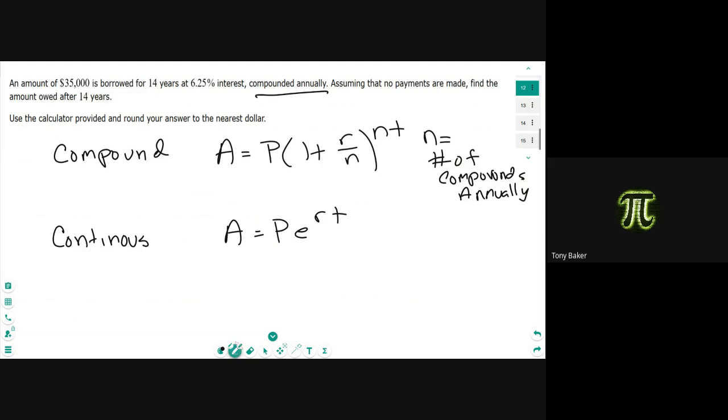So now you can figure out your student loans. You borrowed $35,000, so that's P. 1 plus my interest rate, which is 6.25%. You change it to a decimal. Compounding 1. Unfortunately, your student loans compound daily. And then it's 1 times 14.